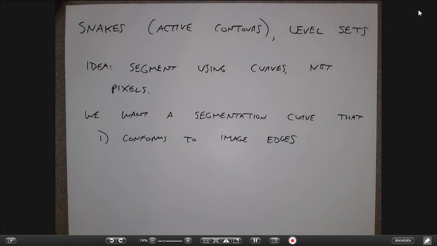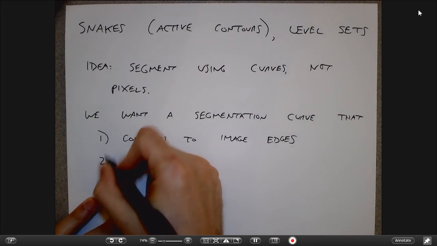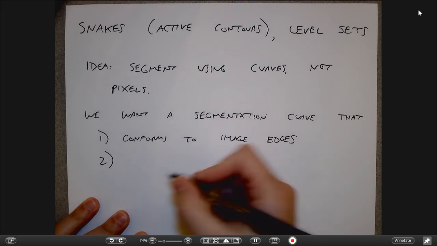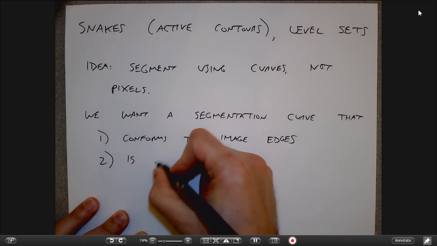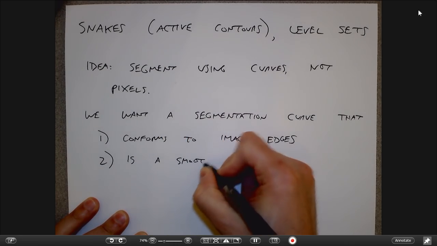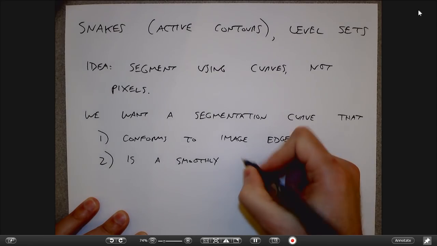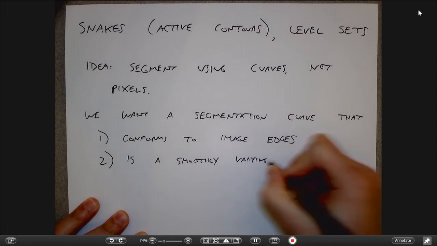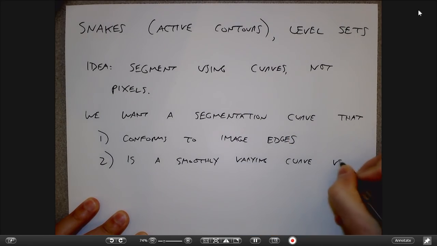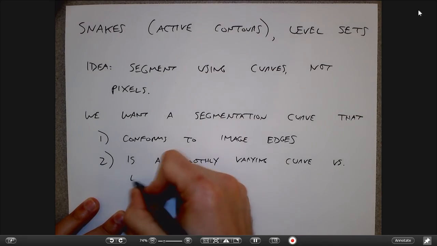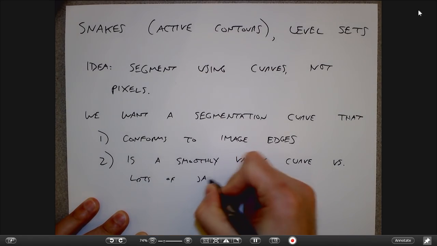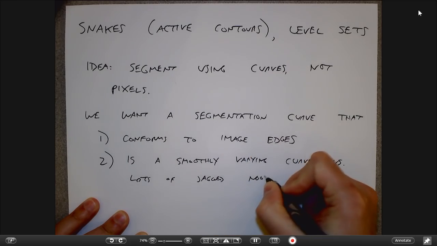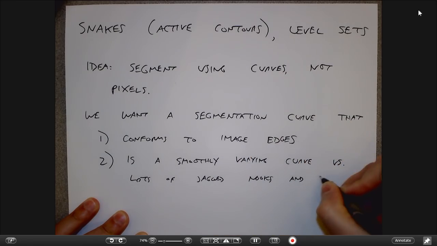But at the same time, I also don't want this snake to be too jaggedy, too pixelated, right? So another thing is that we want something that's a smoothly varying curve, versus, I guess I'd say, lots of jagged nooks and crannies, to use a technical term.